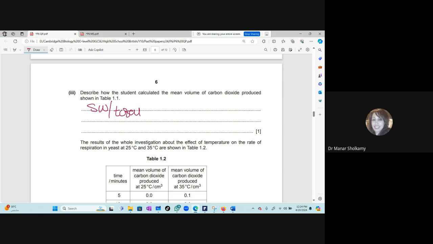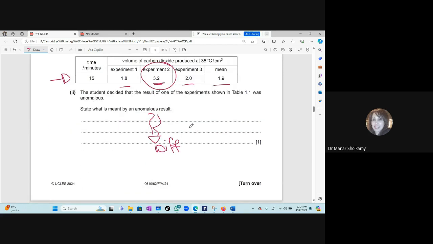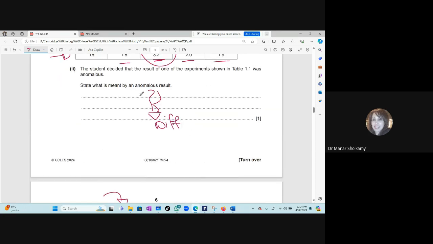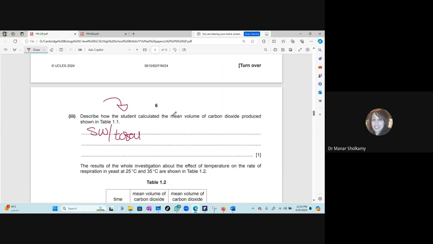They're not asking me how do I calculate average in general, but how this particular student calculated the average. And they are helping you with the answer, because before they ask you this question, they asked you, what is the anomalous result? So the answer is, I'm going to calculate the average by dividing the total over the number of results, but while I do that, I'm going to remove the what, my dear? Anomalous. Very good. Excluding the anomalous result when calculating the average is the rule. Okay. I have to exclude the anomalous result.